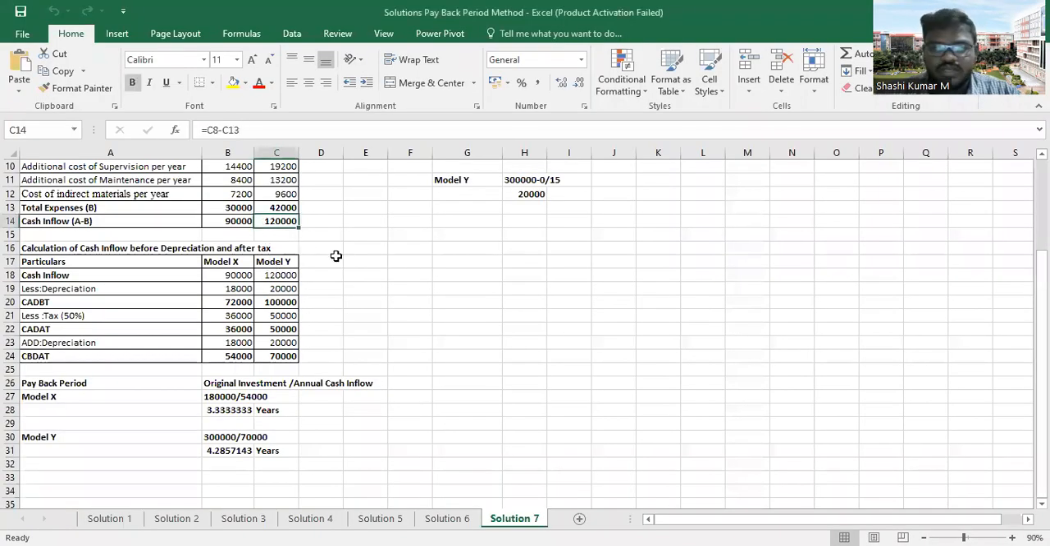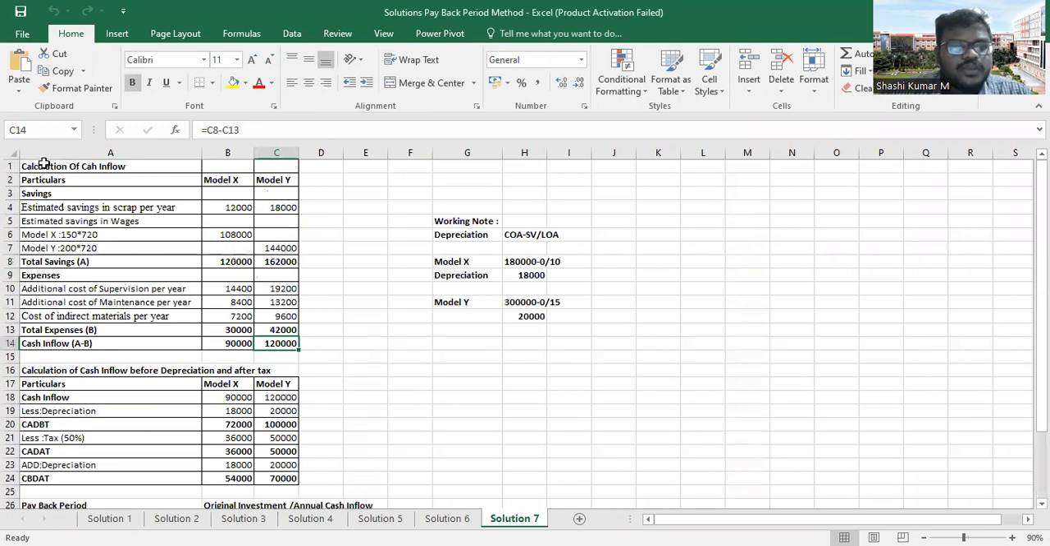For your calculation purpose, I have prepared a predefined solution table, so you can have a look at it. I've shared that screen also. Calculation of cash inflow: particulars model X and model Y. Savings: what are the savings we saw in the question? In the form of scrap, model X is 12,000, model Y is 18,000. Next is estimated savings in wages.